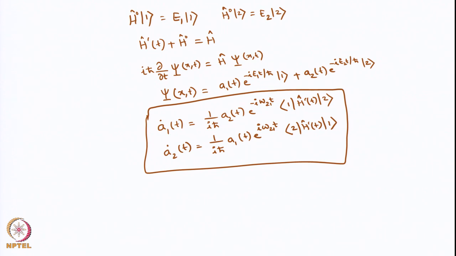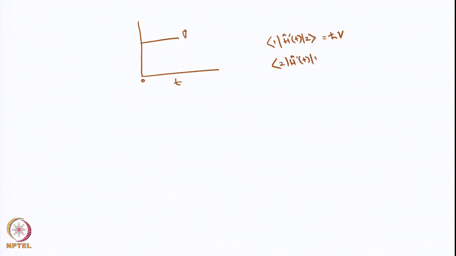Okay. Now, we used a very simple approximation in which we said there is a constant perturbation that is switched on at time t is equal to 0. Okay. So, that perturbation is something like this. At t equal to 0, it takes some constant value V. In such a scenario, we can write <1|H prime of t|2> is equal to h bar V and <2|H prime of t|1> is equal to h bar V star.